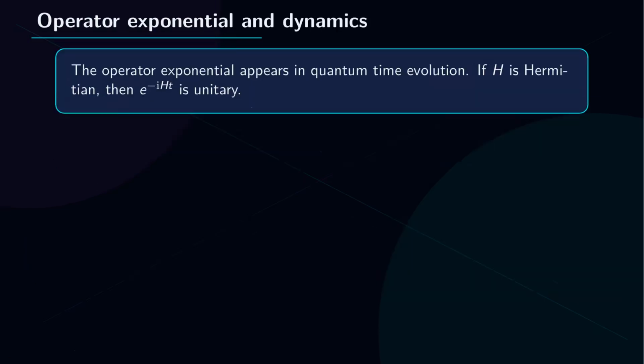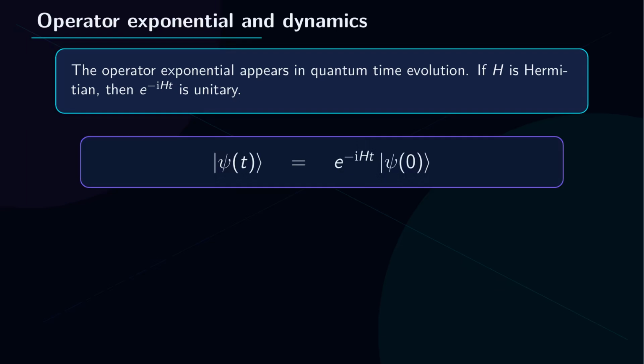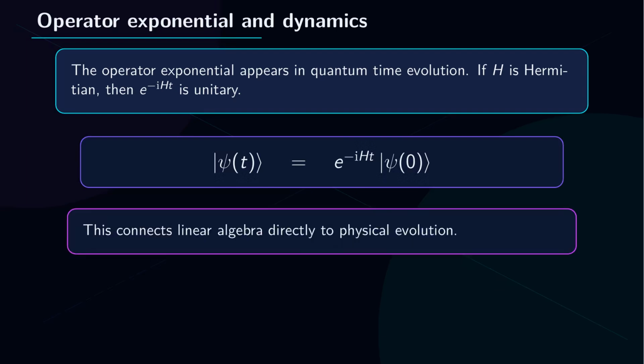The operator exponential is particularly important because it appears in quantum time evolution. For a Hermitian Hamiltonian H, the exponential of -iHt is unitary. The state at time t is obtained by applying this unitary time evolution operator to the initial state. This is where the linear algebra language connects directly to physical dynamics.